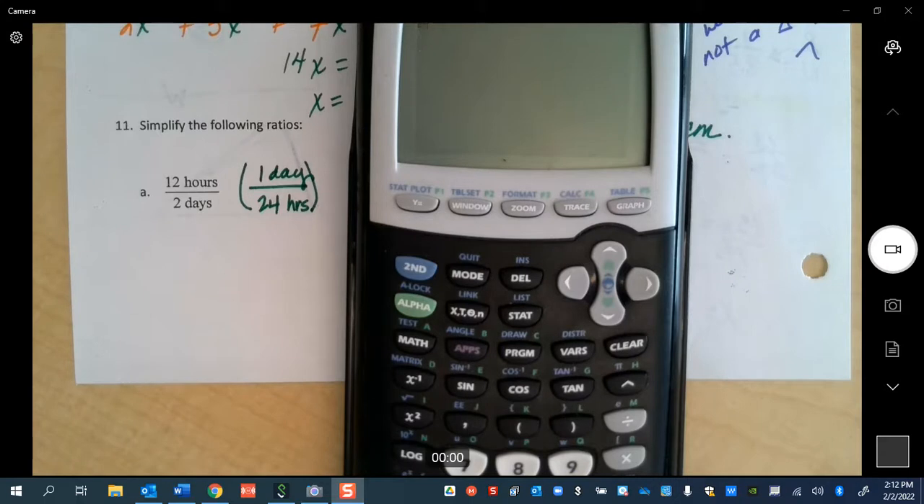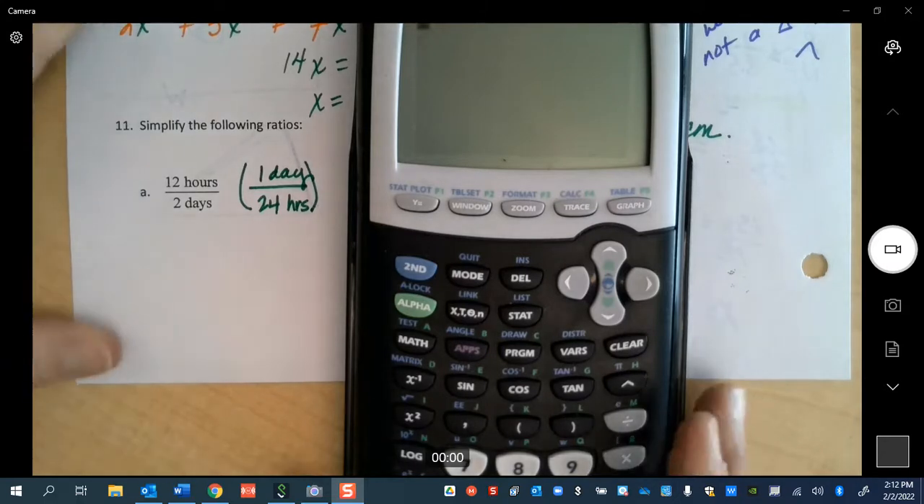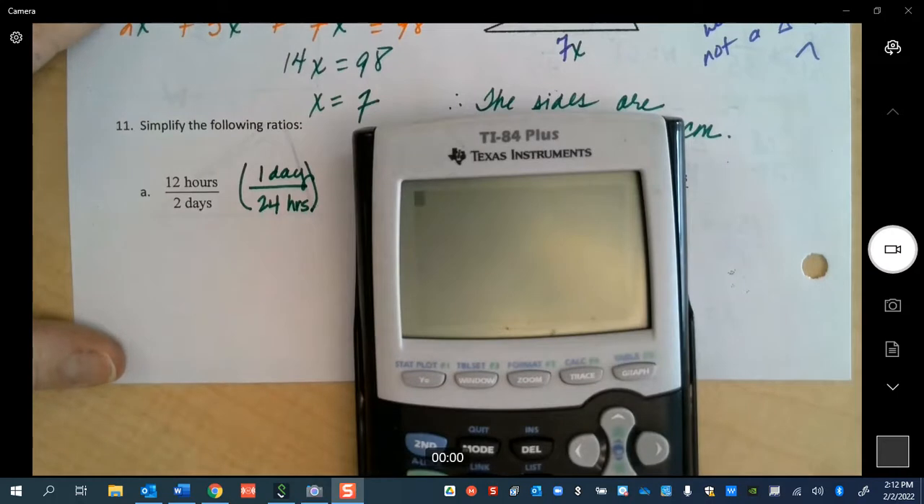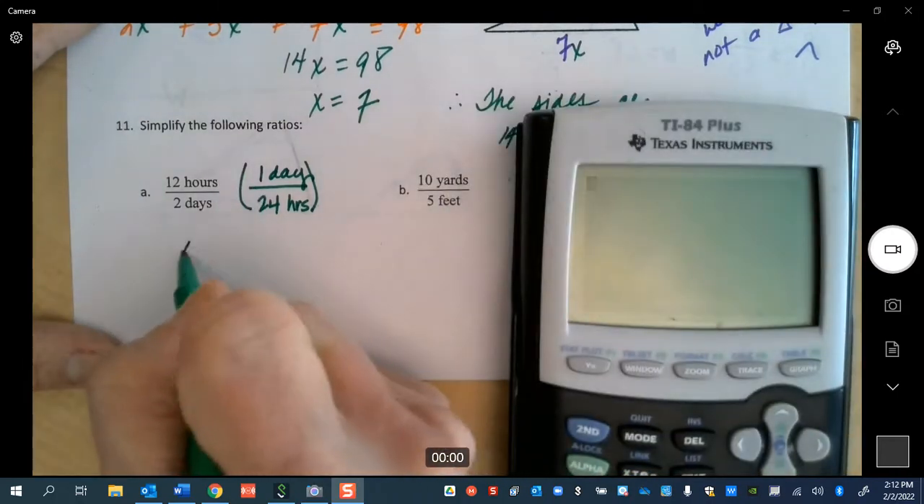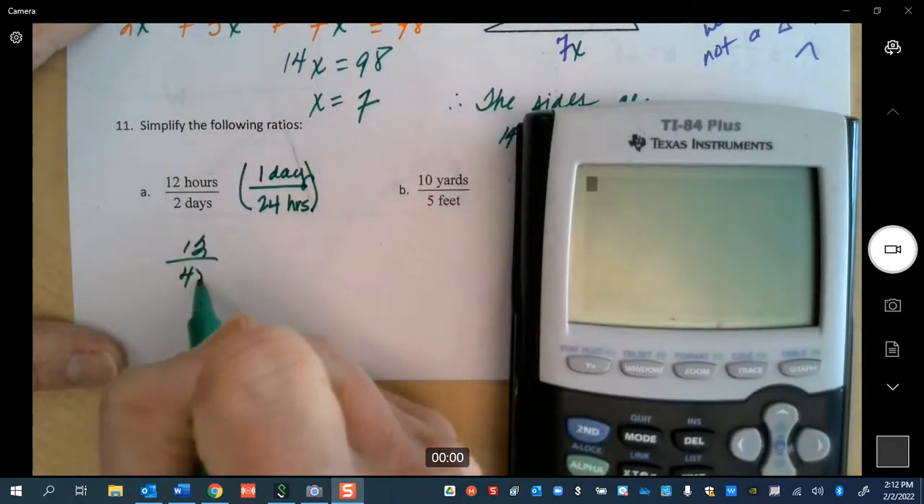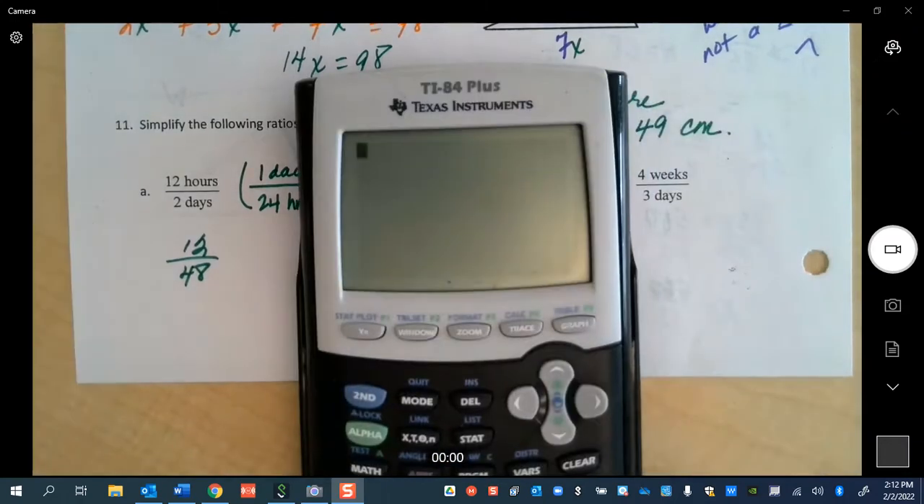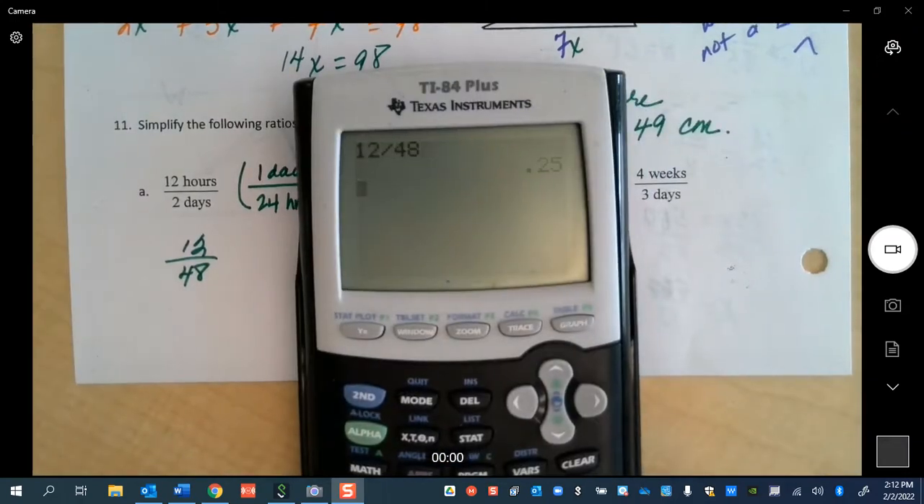Multiplying fractions is no problem. Top times top, bottom times bottom. So that's going to give me 12 over 48. 12 divided by 48, math frac, 1/4. So if that math frac thing is new to you, practice it now so you can use it during the quiz. Go.